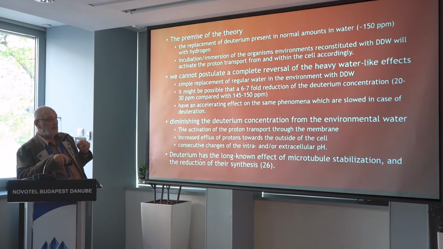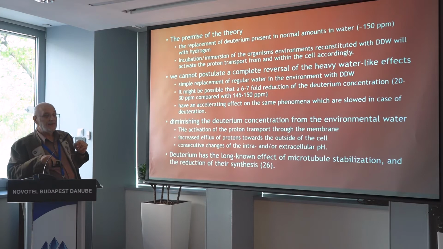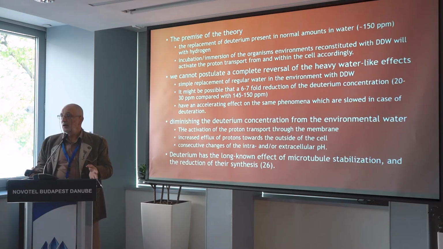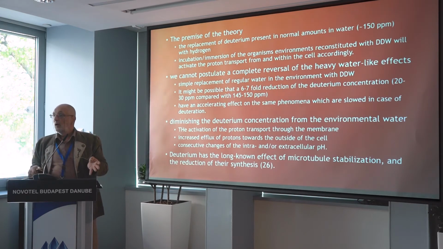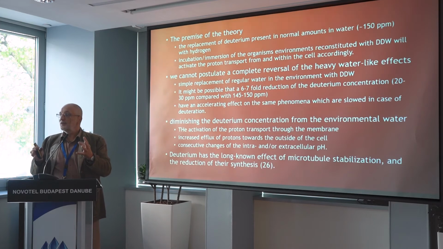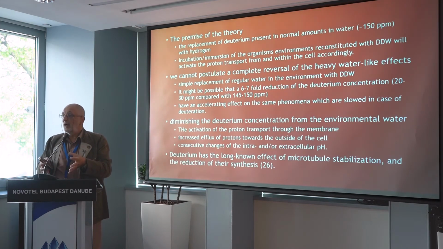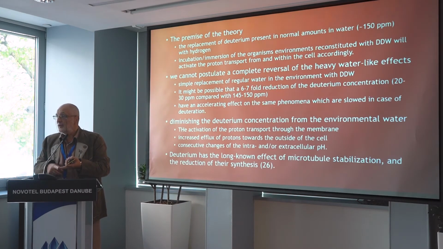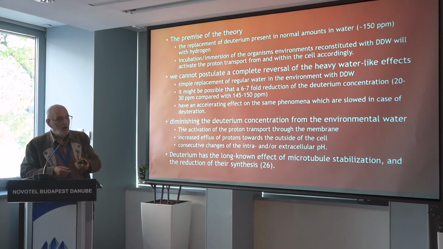And deuterium has a long effect also of microtubule stabilization and the reduction of their synthesis. So if we eliminate deuterium, it means that the microtubules are going to work much faster and much easier, and we know that microtubules form the, let's say, railway systems inside the cell, allowing division, allowing vesicular traffic, allowing the movement of synthesis vesicles within the cell, thus increasing metabolism and of course increasing proliferation, increasing division of the cell.